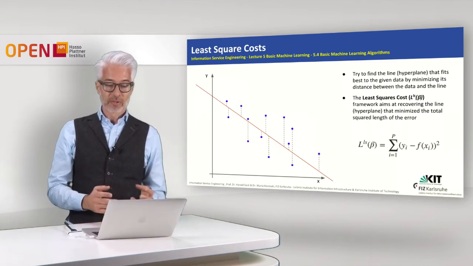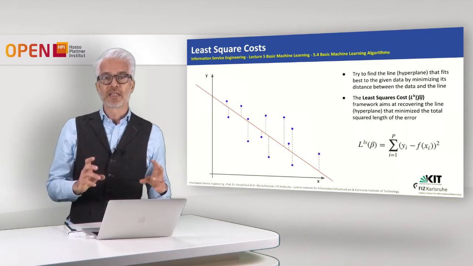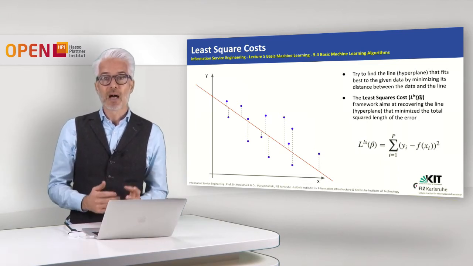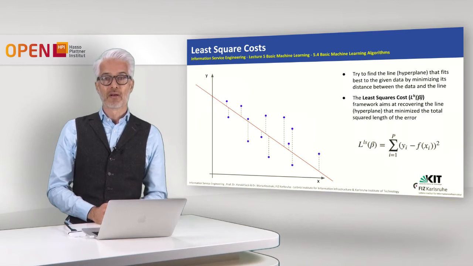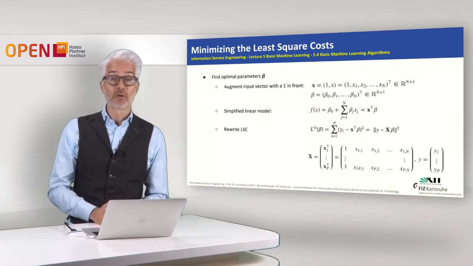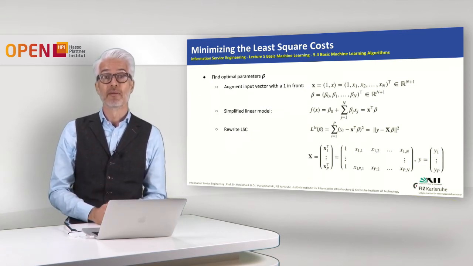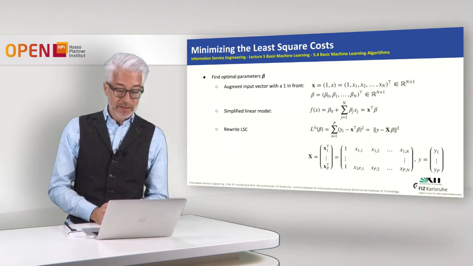And you do this with the help of the least square cost function, and this aims at recovering the line or the hyperplane that minimizes the total squared length of the error. That's it. So how does it work? How do we really find the optimal beta? This is a sketch of how it works.